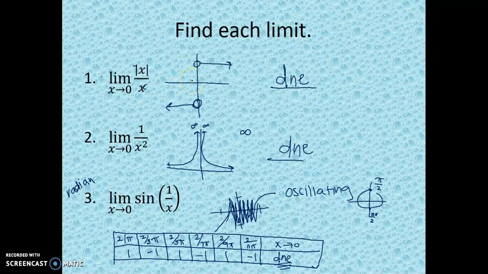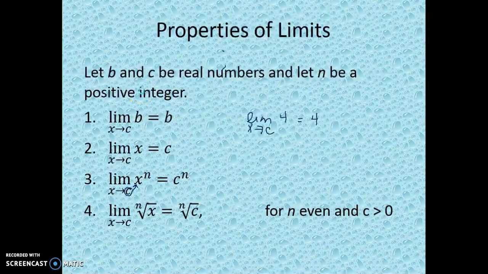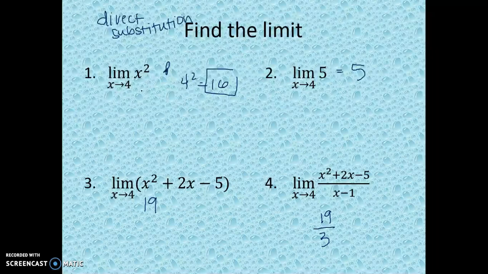I will show you in a few days a couple of methods to use when you have 0, especially if it's like 0 over 0. But for now, if you get 0 in your denominator using direct substitution like we do over here, you can't just say it doesn't exist. You have to check the graph.